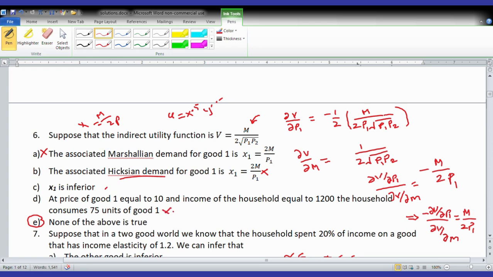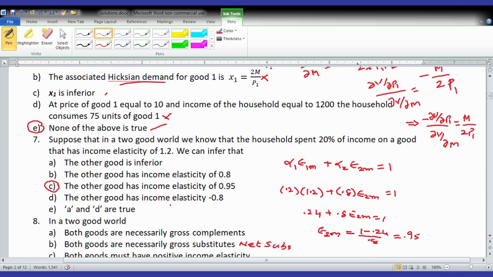You can plug these values here, so you will find that x is not equal to 75. So the correct answer is none of the above. Then is the seventh question.